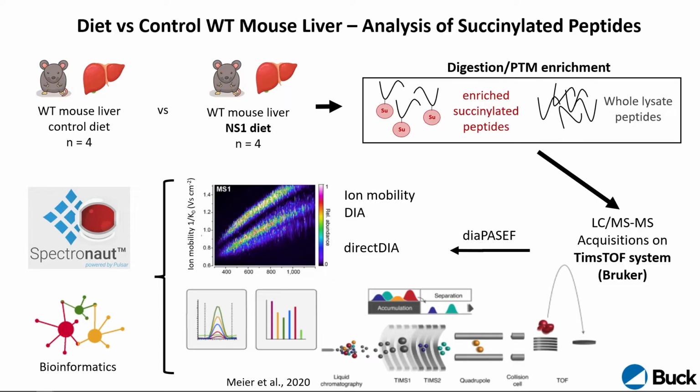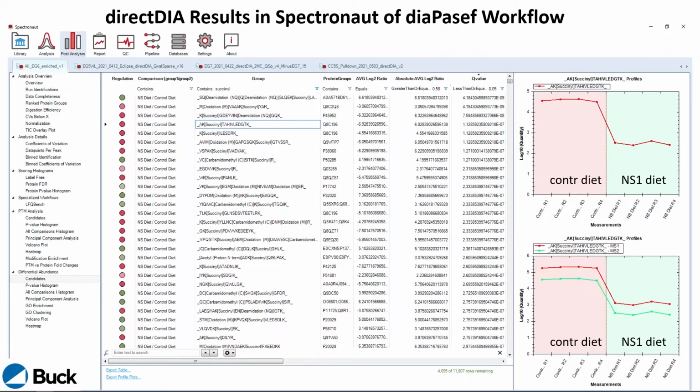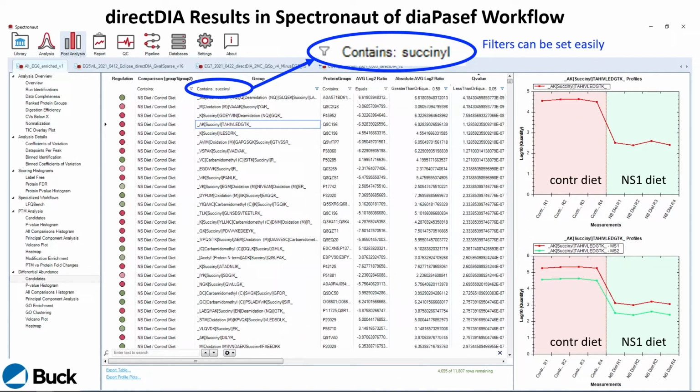And what I really wanted to point out here is, if you, for example, in the post-analysis report here, filter for succinyl, you can see all your candidates. And you can click on any peptide here and see, for example, how this peptide and the site look in the control diet versus the nutritional diet. So I just wanted to emphasize again the easy, accessible visualizations.